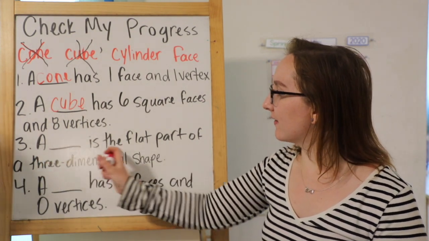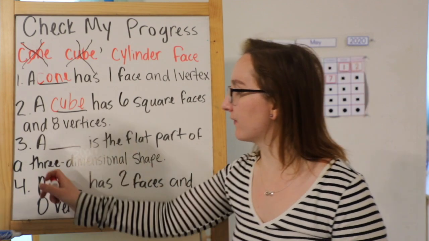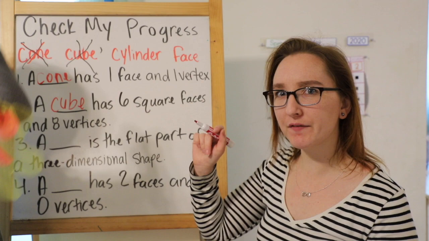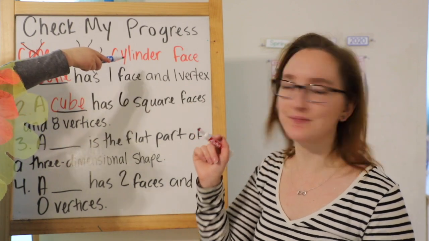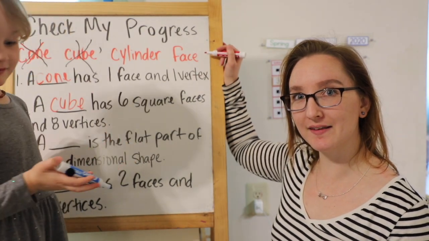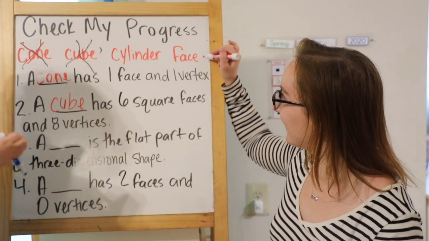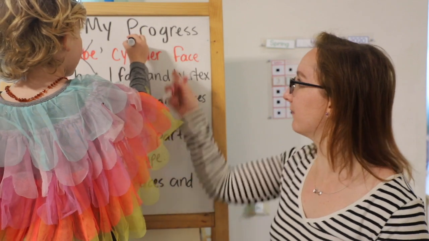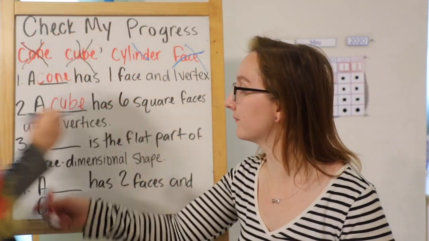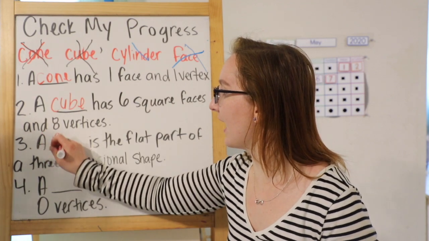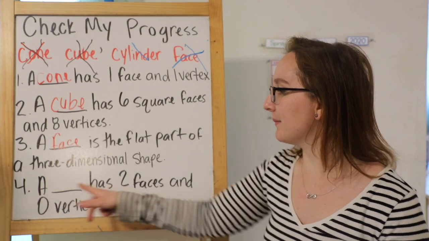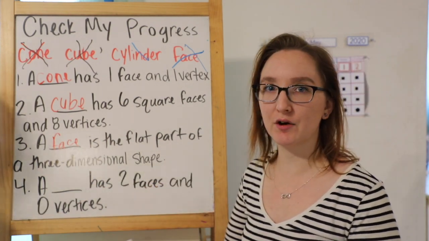A blank is the flat part of a 3-dimensional shape. Is the cylinder the flat part of a 3-dimensional shape? No. Is the face the flat part of a 3-dimensional shape? Yes. A face, F-A-C-E.